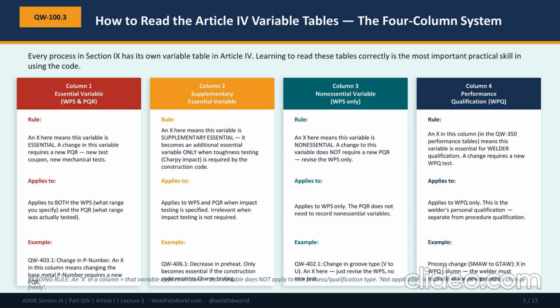The structure of all these tables is identical, 4 columns, each with a specific meaning. Let me take you through each column precisely. Column 1, Essential Variable. Label, WPS and PQR.